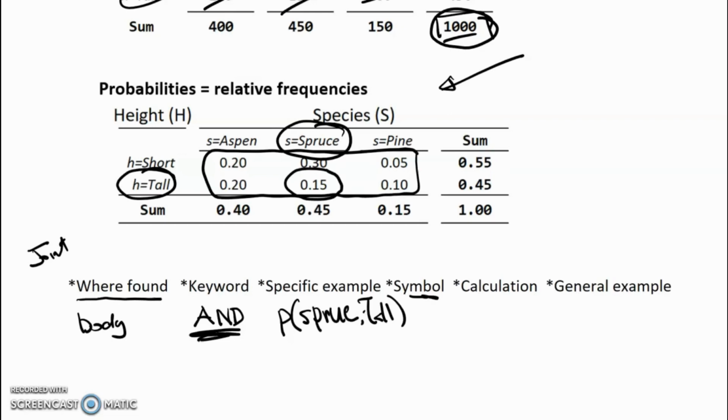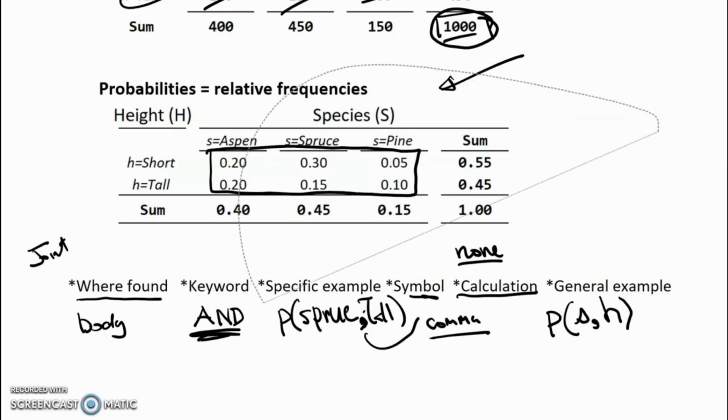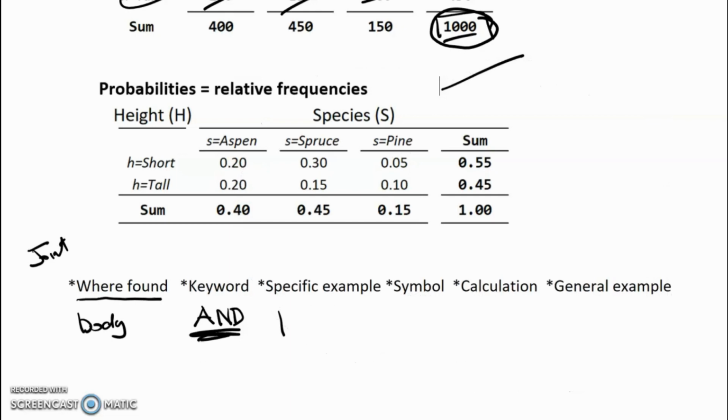In terms of the symbol in this designation, the symbol is this comma. In terms of calculation, there actually is none. There's no calculation required because the joint probabilities are obtained directly from the body of the table. In terms of general examples, we would represent the joint probability as the probability of the species S, comma, standing for and, the height class H. So that would be joint probabilities.